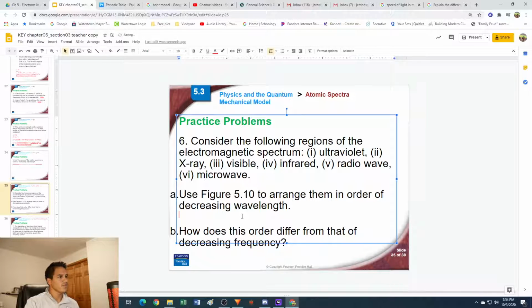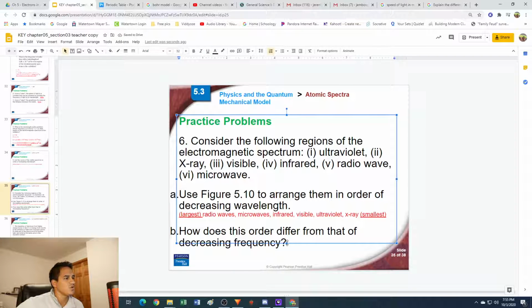Let's go 18. So we're going to have largest wavelength is radio waves. Then we have microwaves. Then we have infrared. Then we have visible. Then we have ultraviolet. And then lastly, we have X-ray. So this is from largest to smallest. There we go. Okay.